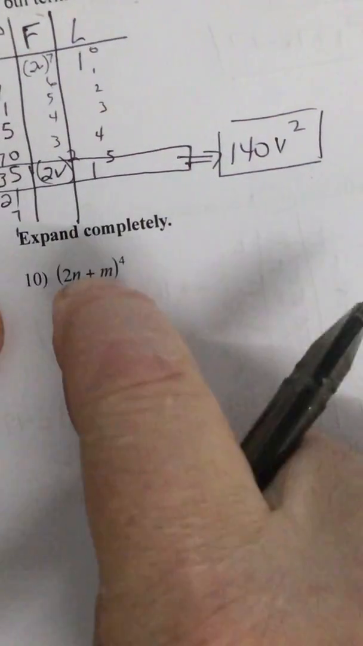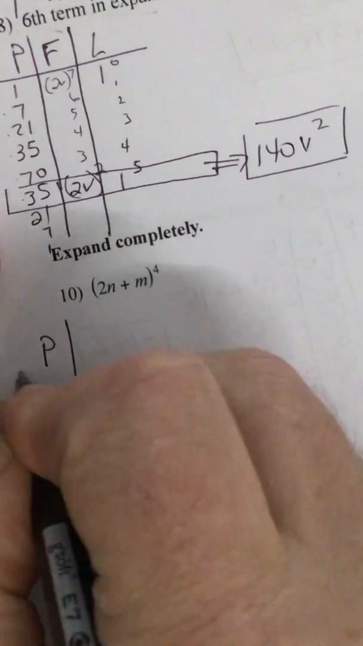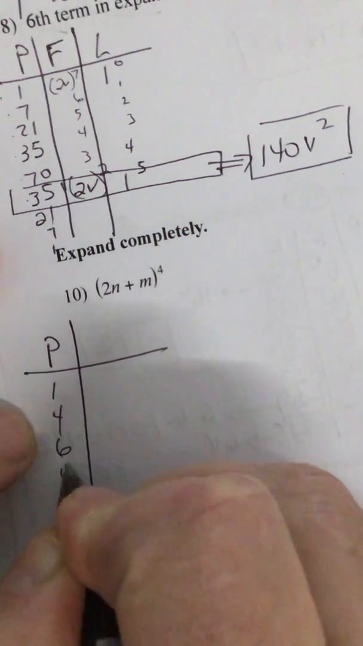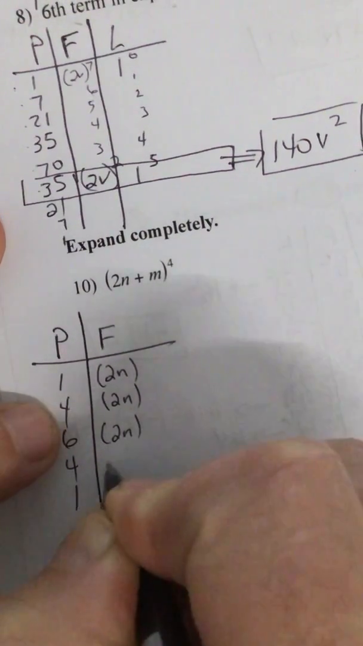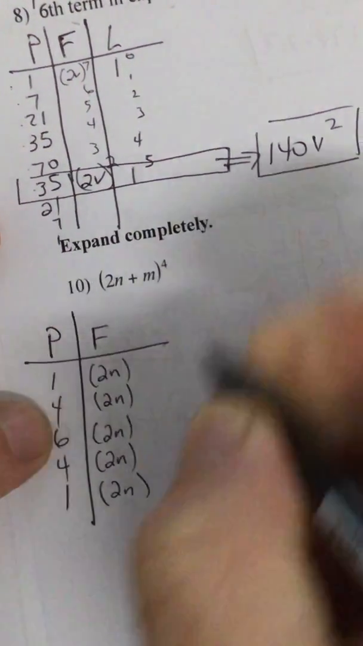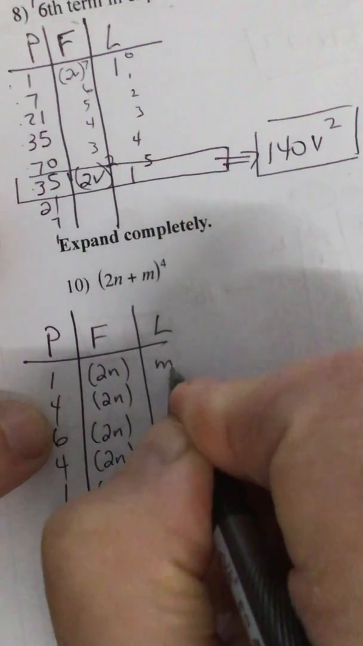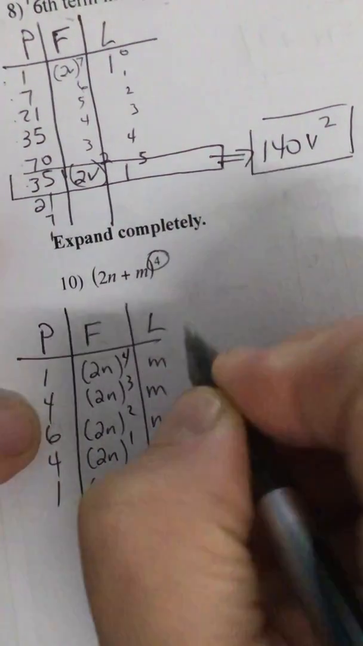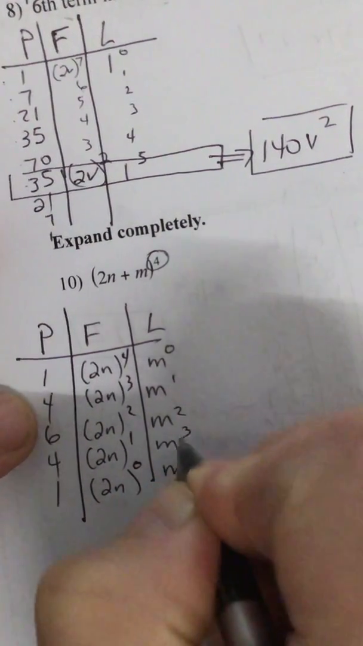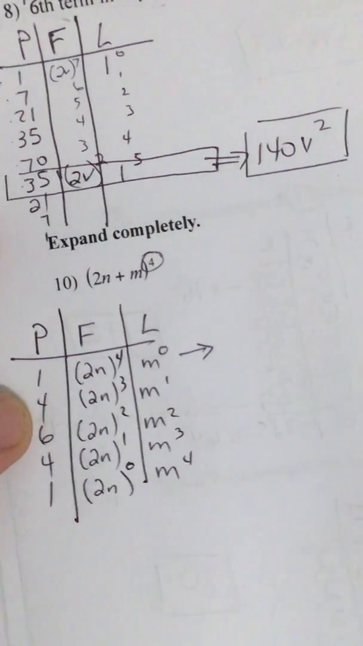Okay, number 10 wants the whole thing, so they want it to be expanded completely. So fourth level of Pascal now. So now we'll just pay attention to all of them. 1, 4, 6, 4, 1. The first here is 2n. The last is m. Okay, highest power is 4. 4, 3, 2, 1, 0. And then the other way around. 0, 1, 2, 3, 4. And we have them all.